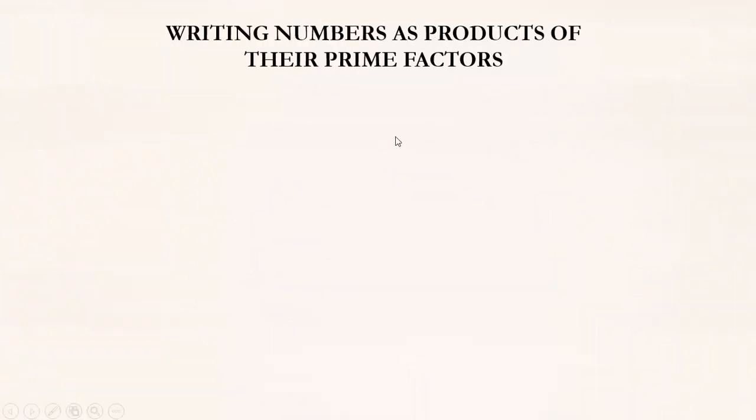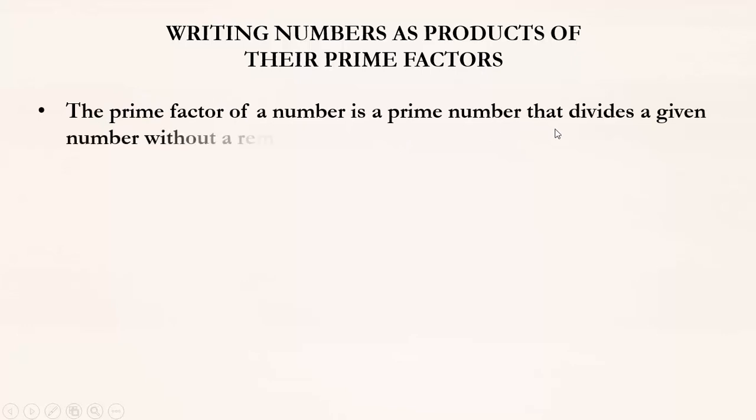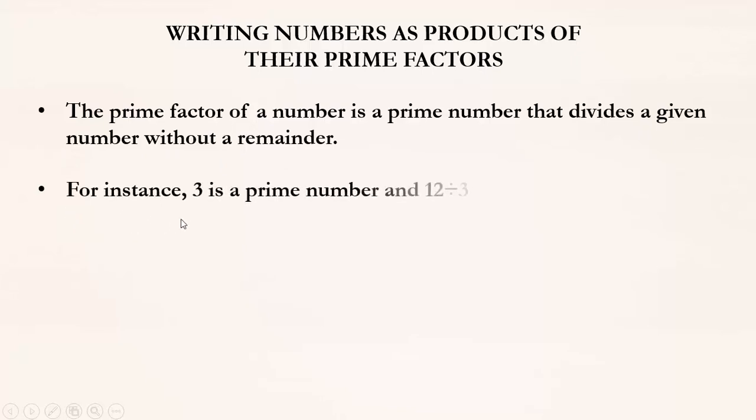Writing numbers as products of their prime factors. The prime factor of a number is a prime number that divides that number without a remainder, if you can recall. For instance, 3 is a prime number, and 12 divided by 3 is equal to 4. So we can say that 3 is a prime factor of 12.